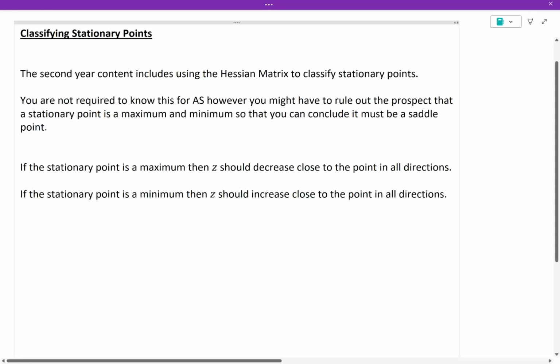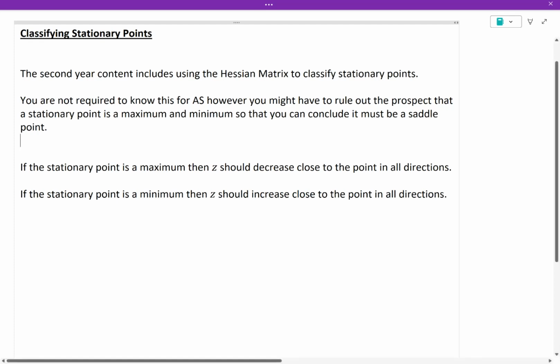In this video, we're going to look at classifying stationary points. Now, the second year content includes the Hessian matrix to classify stationary points. However, you're not required to know this for AS. However, what you might have to do is rule out the prospect that a stationary point is a maximum and rule out that it's a minimum, so you can conclude that it must be a saddle point.